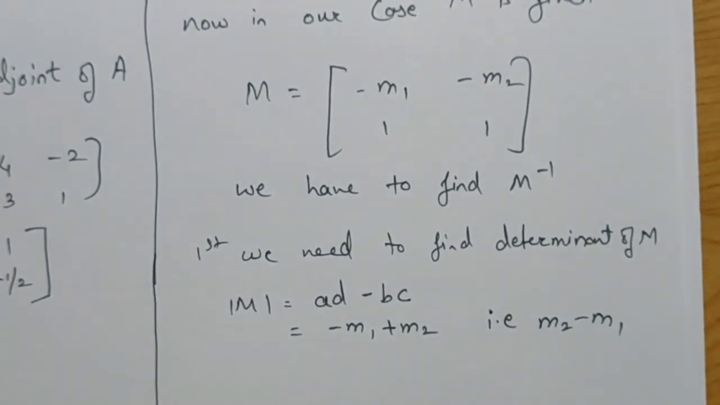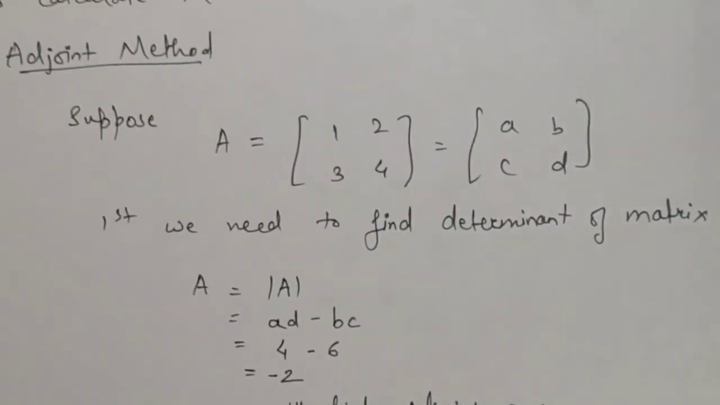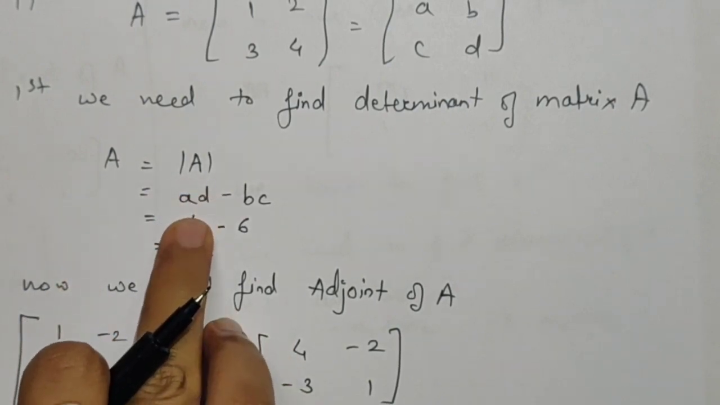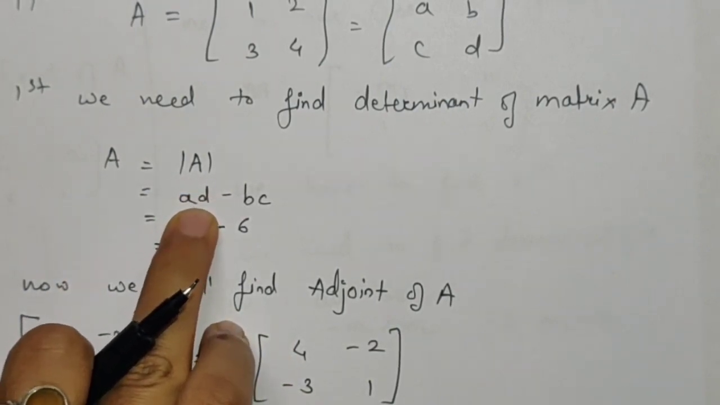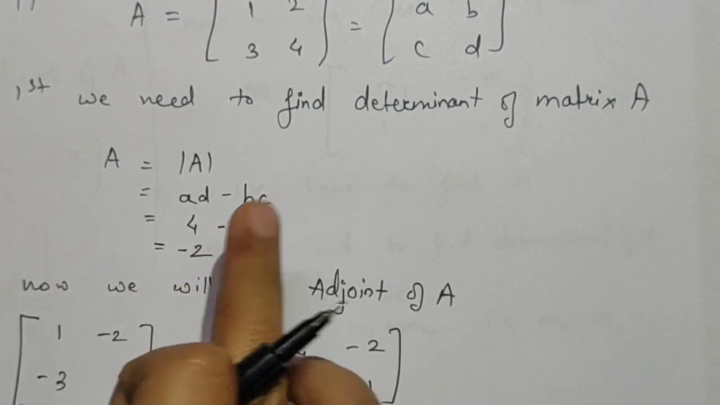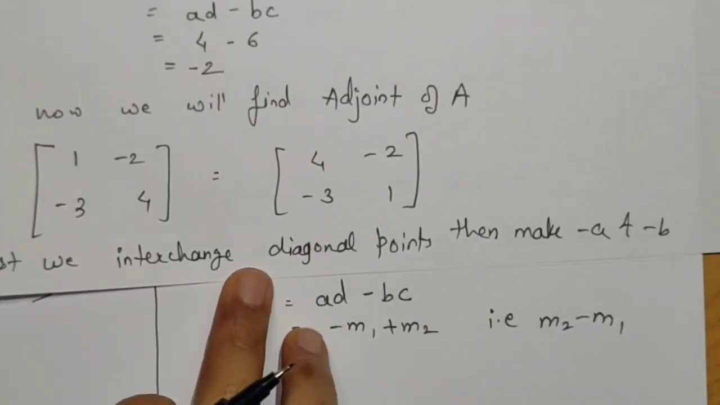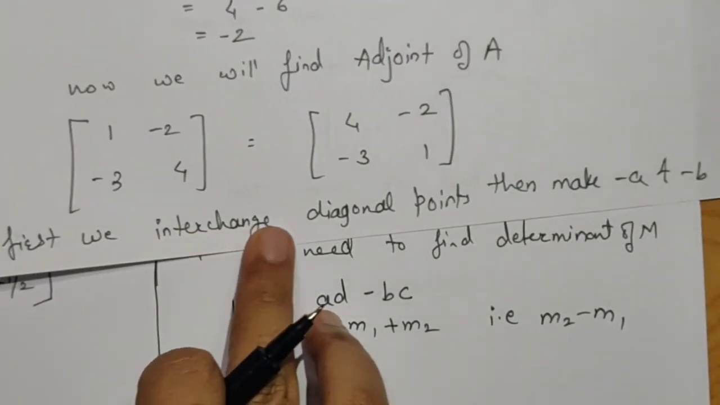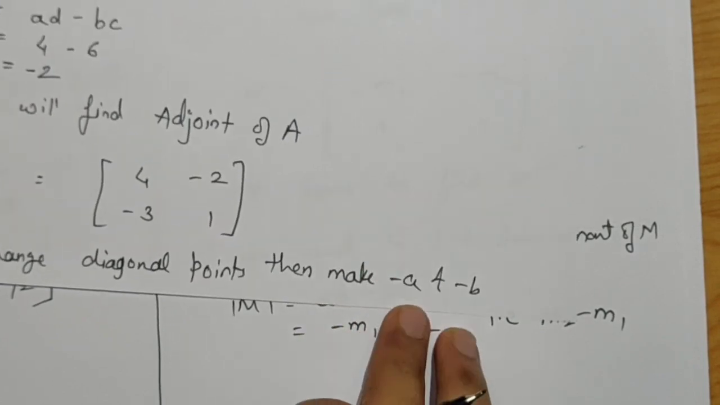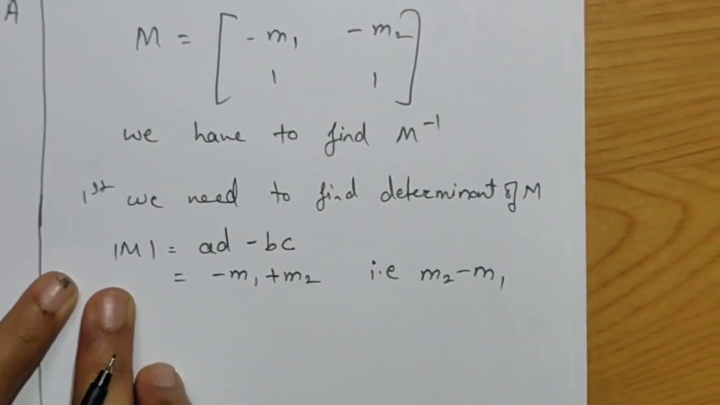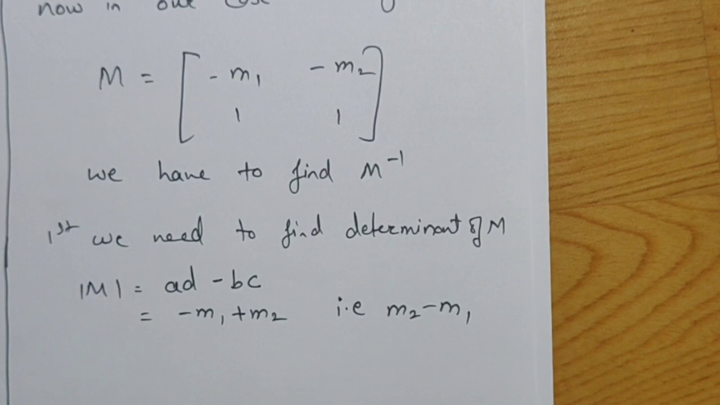So we have calculated the determinant. We had already seen that to calculate the determinant of A, the formula is A into D minus B into C. After calculating the determinant, we need to find the adjoint of A. The adjoint of A is calculated by first interchanging the diagonal points, then making minus A and minus B. So this is how we calculate the adjoint. Now here we have found the determinant of matrix A.